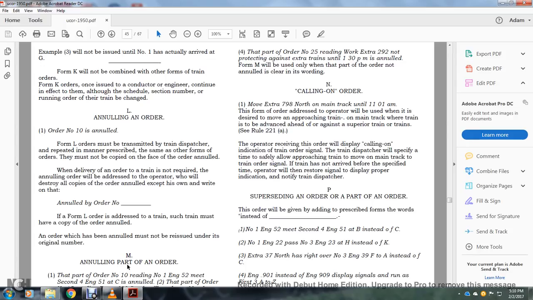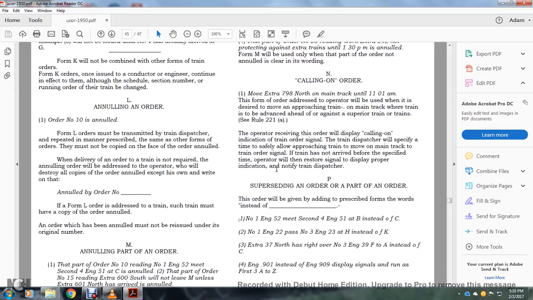All right, Form N, call-on order. Moving extra 798 north on the main track until 11:01 a.m. The order addressed to the operator will be used when it is desired to move an approaching train on the main track where the train is to be advanced against a superior train or trains. See Rule 221A. The operator receiving the order displays the call-on indication on the train order signal. The train dispatcher will specify the time for safely approaching trains moving on the main track. If the train has not arrived before the specified time, the operator will restore the signal and display the proper indication, notifying the train dispatcher.